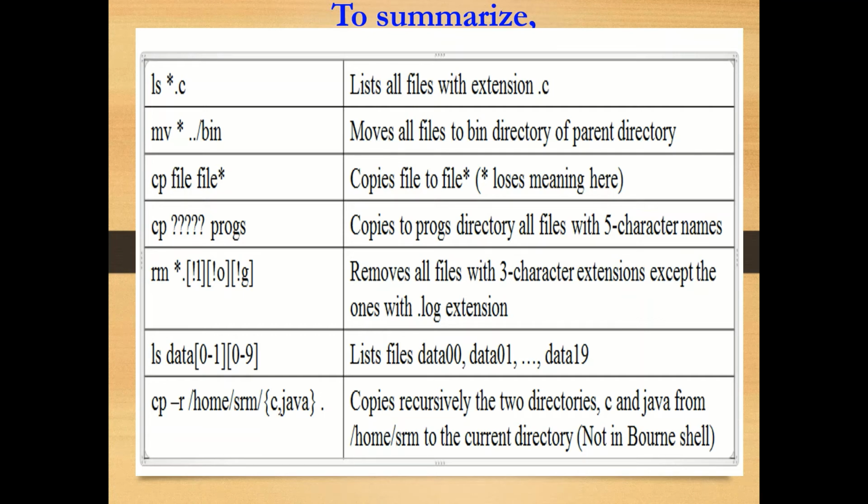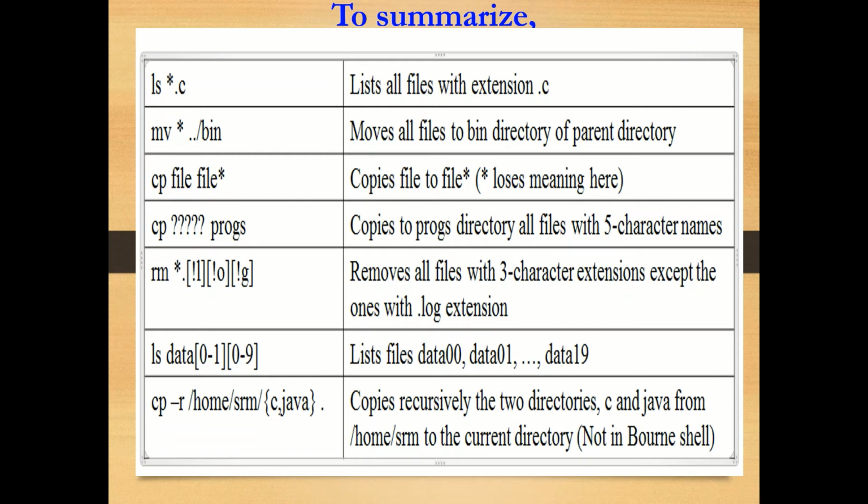cp ????? progs copies all the files with 5 character names to the progs directory. rm *[!l][!o][!g] removes all the files with 3 character extensions except the ones with .log extensions, that is, log extensions.